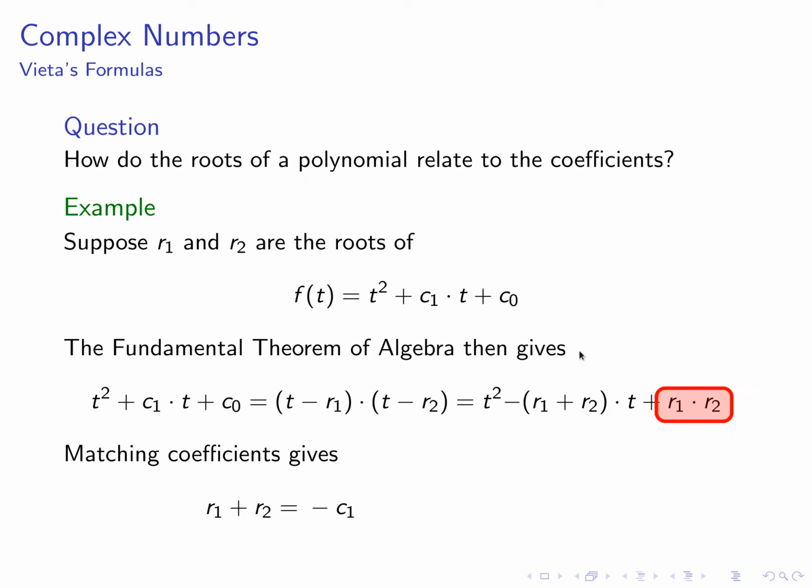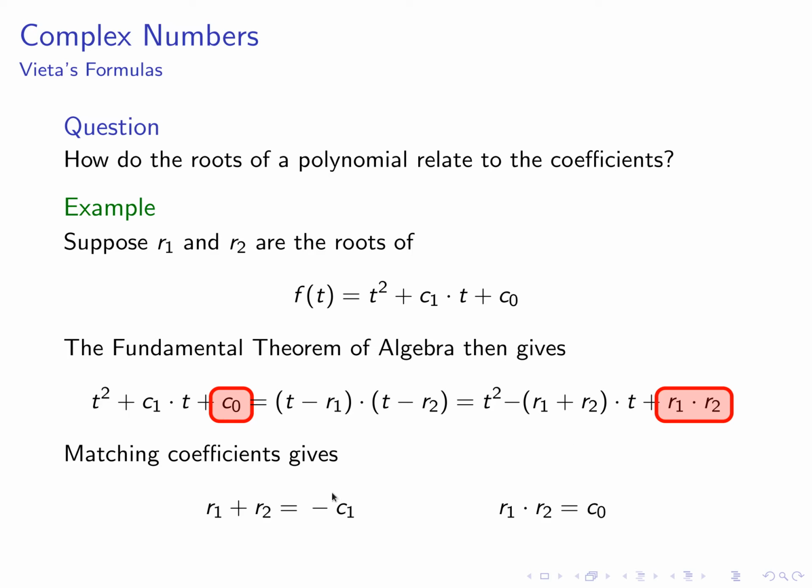We also get another relationship by looking at the constant coefficient here. When we multiply out the product of t minus each one of its roots, the constant coefficient is plus r1 times r2, and that term should match with the constant coefficient of the original polynomial, which is c sub 0. So this gives us another equality, which says that the product of the two roots of this polynomial is equal to the constant coefficient of this polynomial.